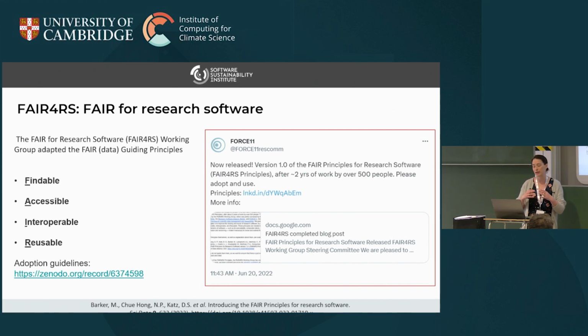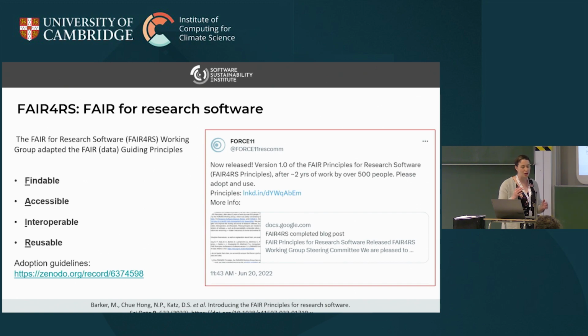What they did is they held a series of workshops across the world of people interested in research software, and they basically said, look, FAIR is really improving how we manage any kind of research data. What can we do in terms of research software? Can we take these principles and adapt them to make them suitable for research software? The answer, of course, is yes, they did. They've got the same acronym, so you've got the same findable, accessible, interoperable, and reusable. You've got similar principles. You've got very detailed adoption guidelines.